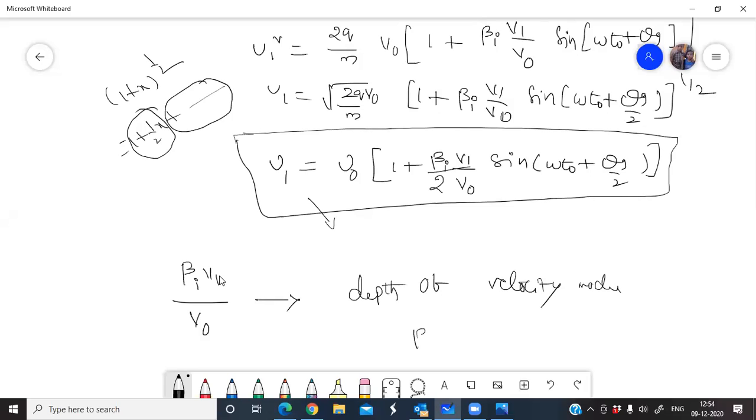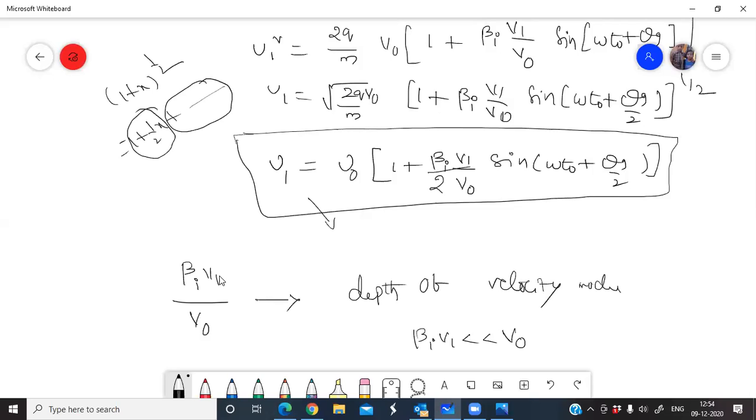And one more point: always beta i V1 is less than V naught. When you go for the DC voltage, it may be 5 volts, 10 volts, 20 volts, 30 volts, 50 volts like that. But coming to the RF signal, you can't take a 50 volt signal, right? Because if you take a 50 volt signal, how can you amplify that? In order to amplify, you have to take only small values. So beta i V1 is always less than V naught.